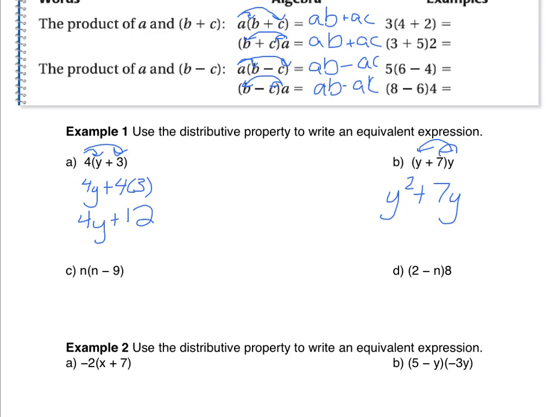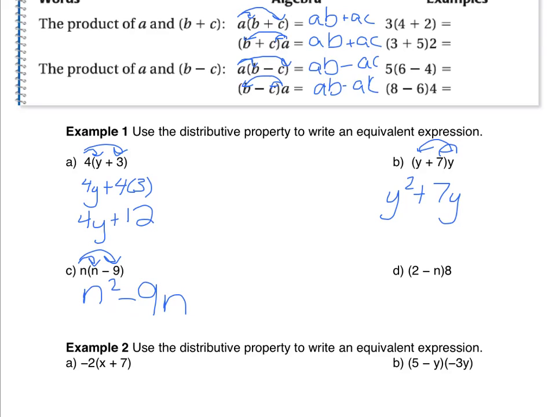So next problem we have here, we distribute the n. N times n is again n squared. Negative 9 times n is going to be negative 9n. Notice that when I go to write this second term, I don't write the sign down until I distribute the second number because it determines this sign right here.